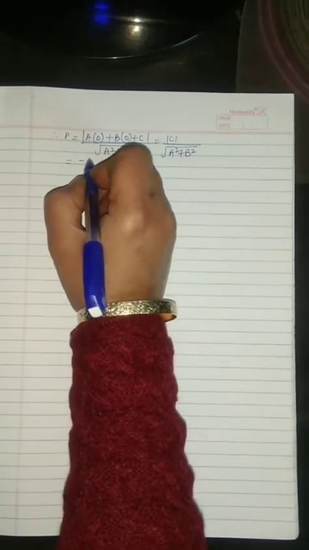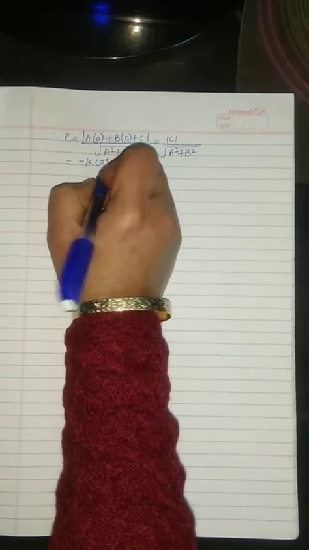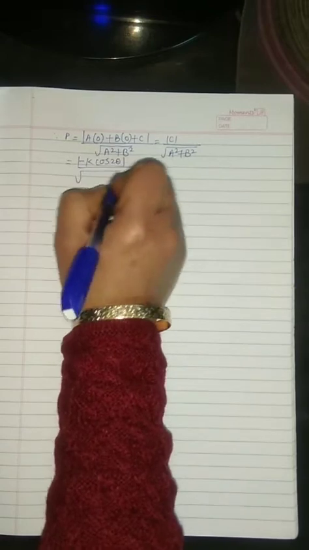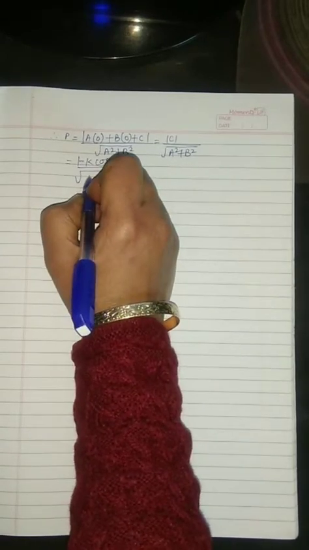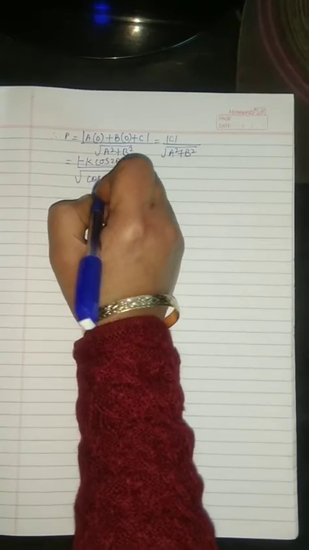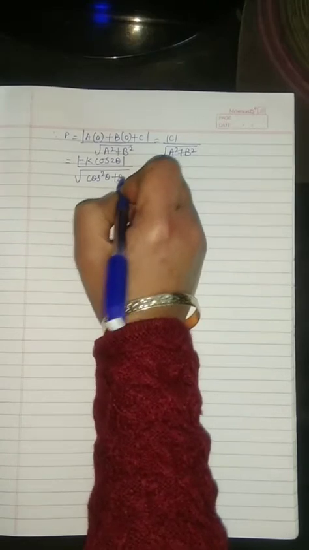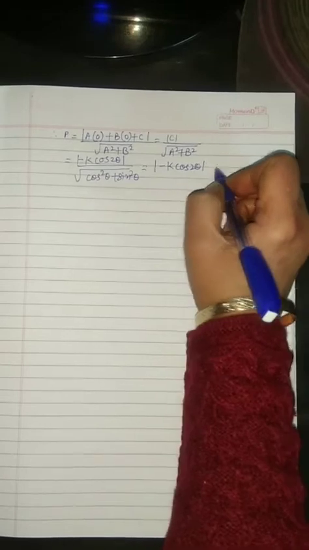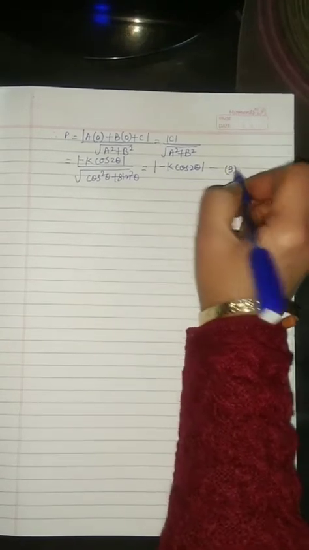Now the value of c in equation 1 is minus k cos 2 theta and the value of a is cos theta. Now on squaring we will get cos square theta plus sin square theta, which is equal to 1. So we will have minus k into cos 2 theta. Now this is equation number 3.